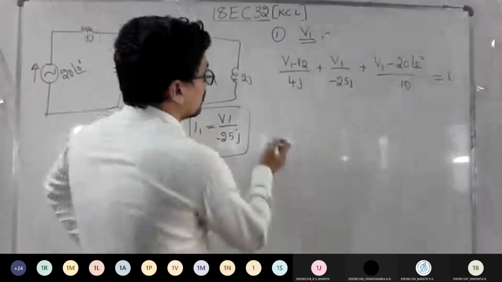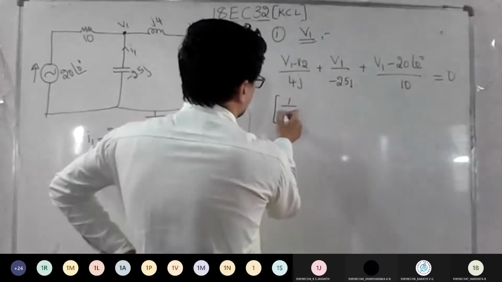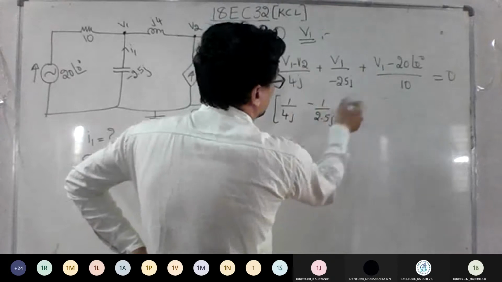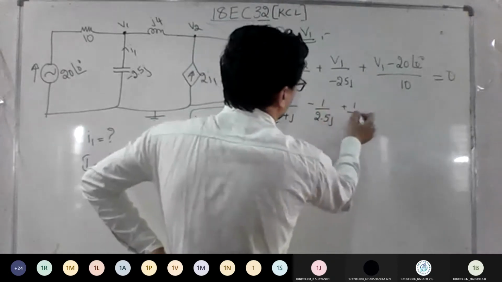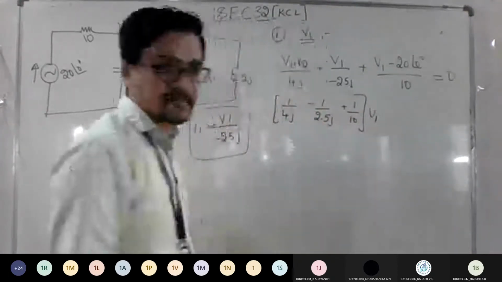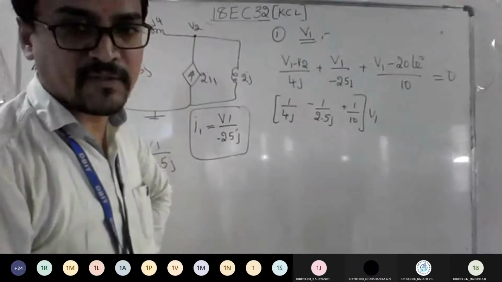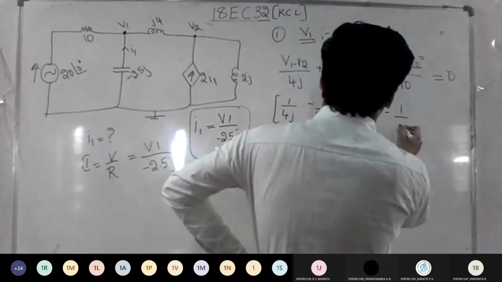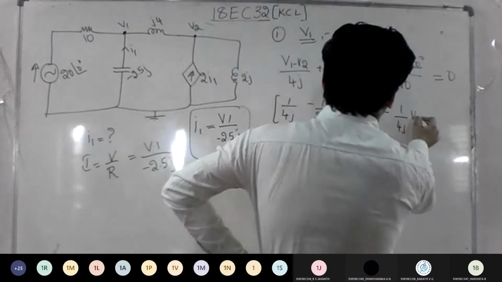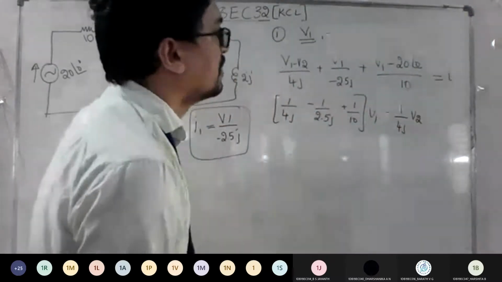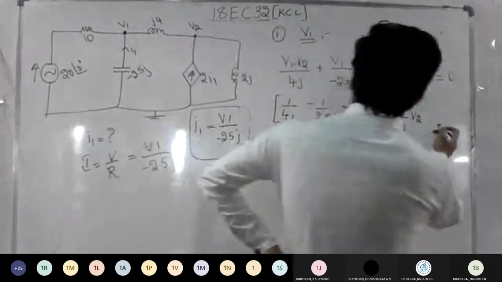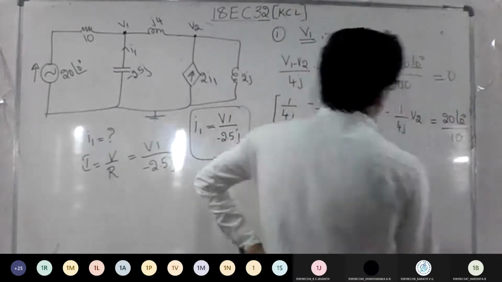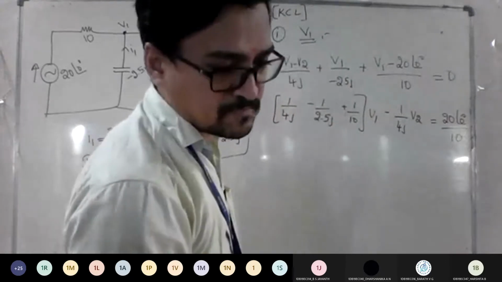Take the V1 terms and solve them once. I will write here 1 by 4j, minus 1 by 2.5j, and plus 1 by 10. All these terms come for V1. V2 has only one term, minus 1 by 4j times V2. The remaining term goes to the right-hand side, which becomes 28 angle 0 divided by 10. Simplify this and tell me the first equation.